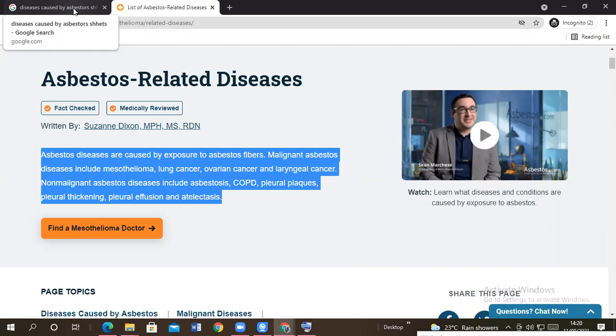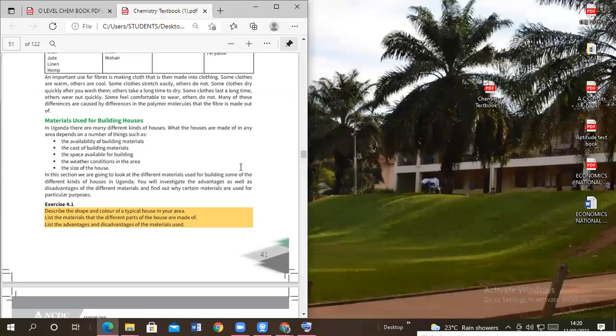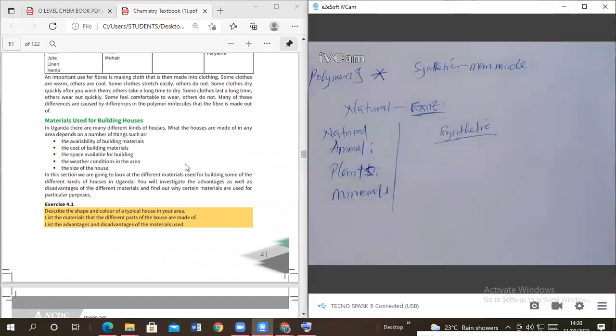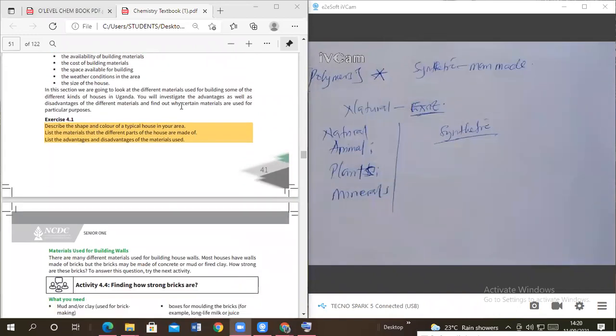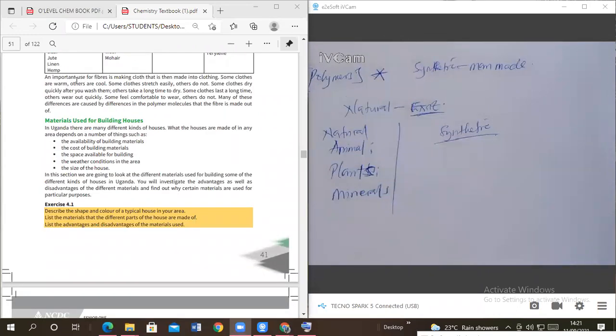Okay. So let's go back to our lesson now. So that is what you have here. Most of them are used for making clothes. Some clothes are easy to stretch. Some of them are elastic, others are not. Some clothes dry quickly, like sweaters, others take a long time. Others last long, others wear out quickly.